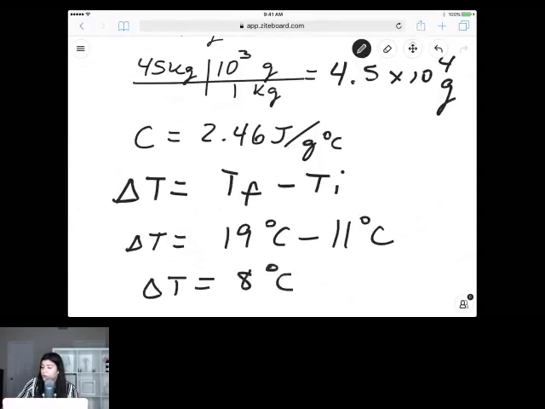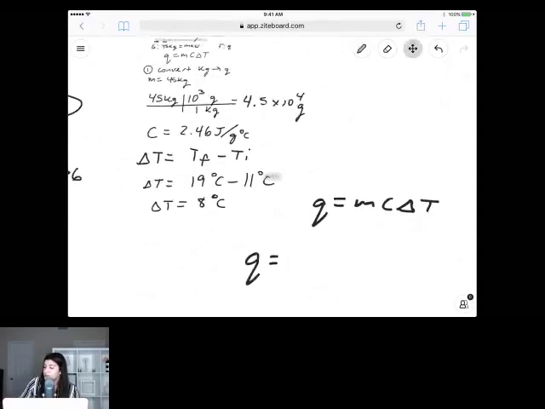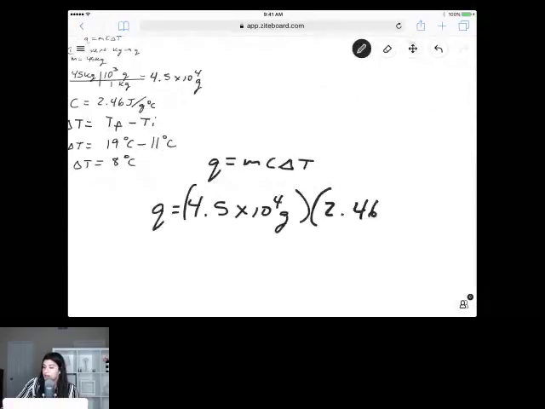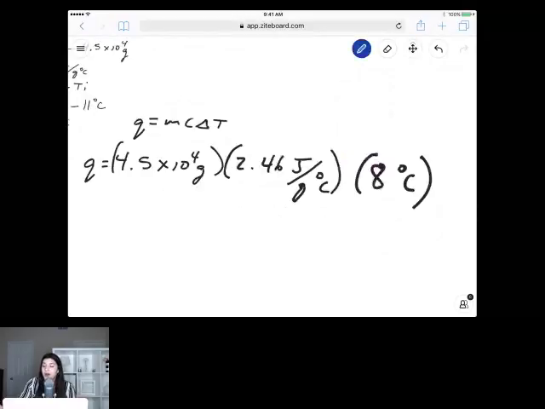So going back to that Q equals MCAT, this would have been Q is then equal to our mass, which we just converted, which was the 4.5 times 10 to the fourth grams. Okay, multiplied that by our specific heat, which is the 2.46 joules per every gram Celsius. Next, just multiply that by your change in temperature, which was the 8 degrees Celsius. Something I do want to note, the cool thing about this is our units actually will all cancel out except for the joules. So if you have all the correct units, all of your units will cancel out and give you what you're actually solving for.